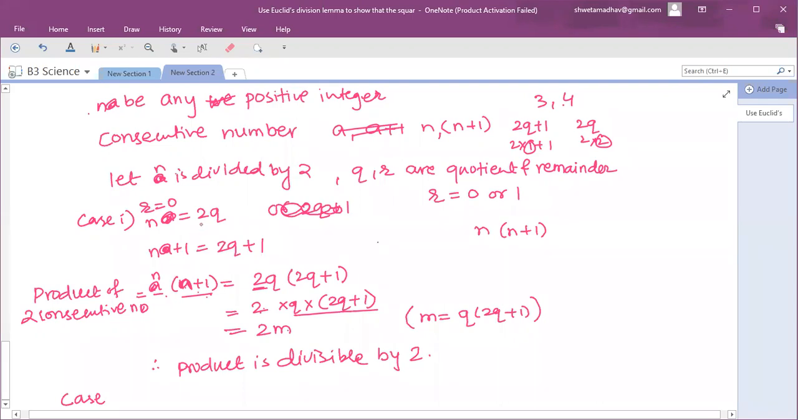Yes, ma'am. So the product of two consecutive numbers, that is N into N plus 1, is equal to what? What is the value of N? N is 2Q. And what is N plus 1? 2Q plus 1. So the product of these two can be written as 2 into something. If 2 is a factor, that means that number is divisible by 2.